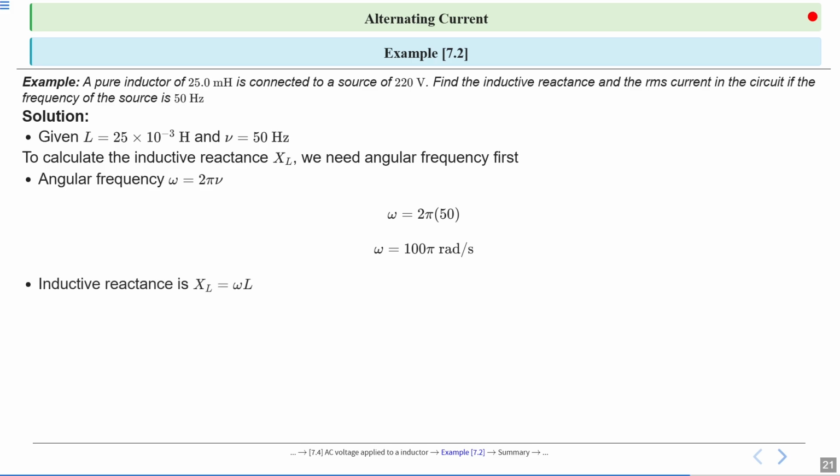Okay, now we'll find the inductive reactance. Inductive reactance XL equal to omega L. So which is equal to 100 pi into 25 into 10 to the power minus 3. XL equal to 2.5 pi ohm, which is equal to 7.85 ohm. Okay, now what we have to find? RMS current.